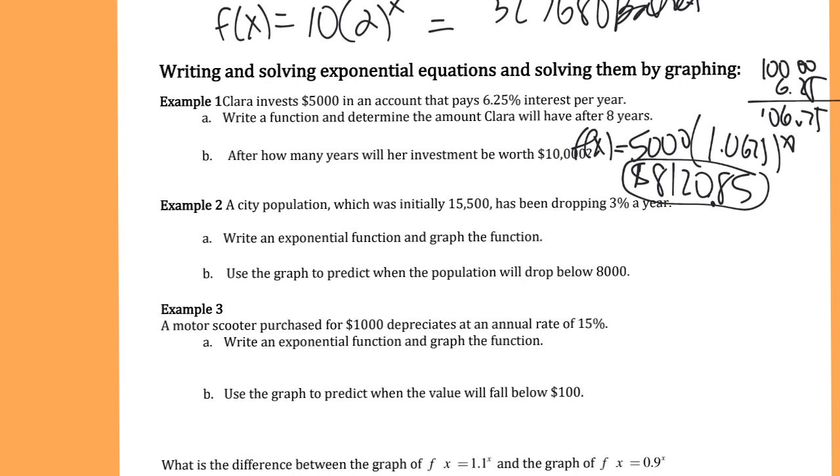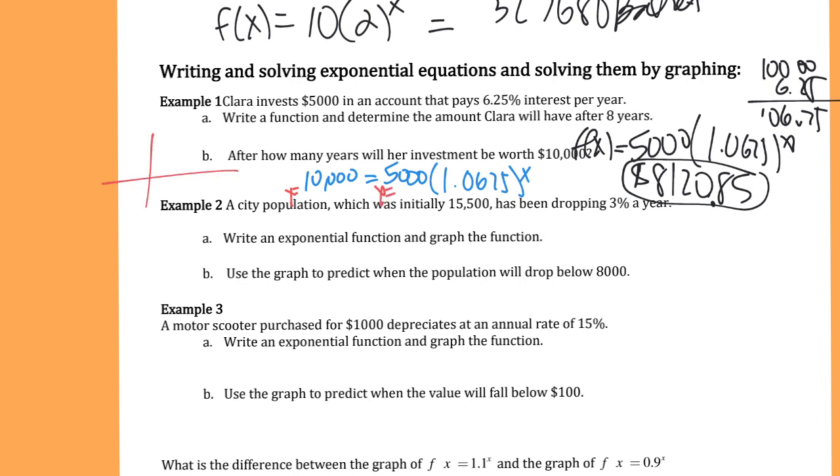So our function is, I want to get to $10,000. Okay, that's what I want my output to be. I start with 5,000. Okay. And I've got 1.0625, and I've got to the x. So if I graph each side of this equation, so I graph y equals 10,000, and I graph y equals this. Now, the truth is you've got to be smart with your window.